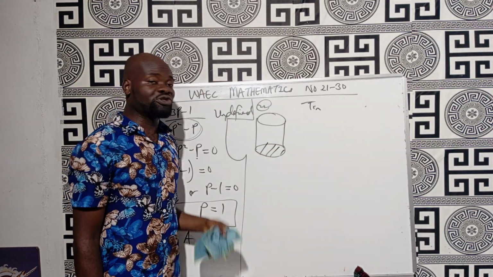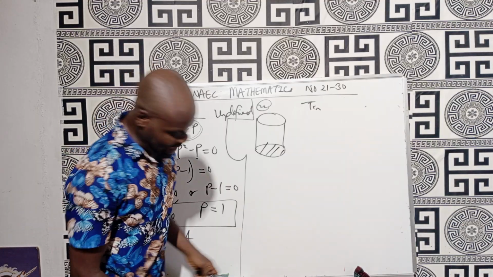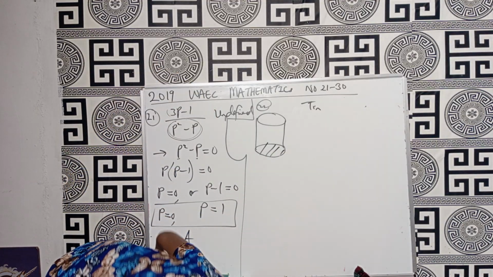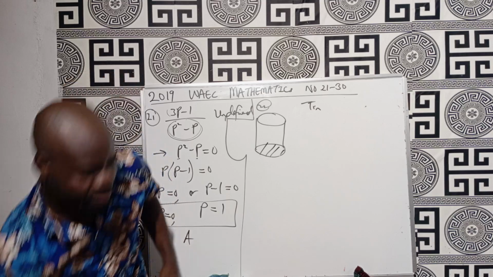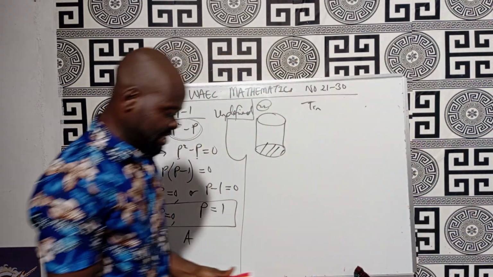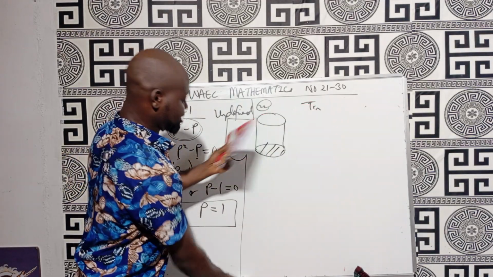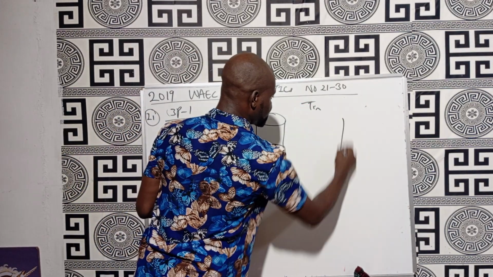So what is the formula for the total surface area of a closed cylinder? Let me explain to you. Look at this paper. Look at this paper here. Let me show you the paper. Okay, let me use this paper for an example. Look at this book. This book is a rectangle. You can see this is a rectangle.